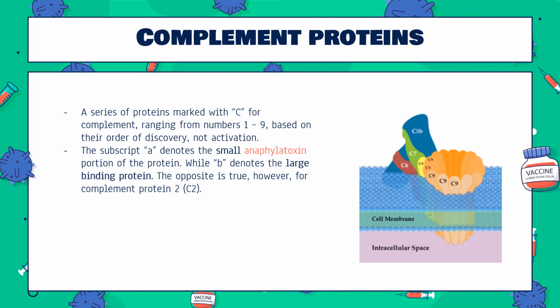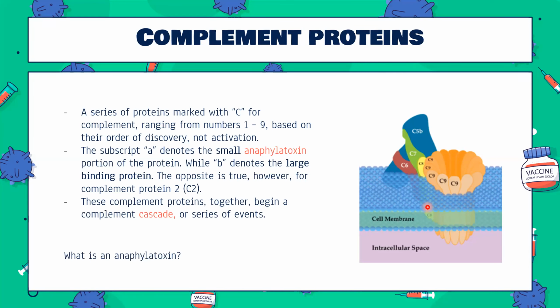All right? These complement proteins together, they are going to begin a complement cascade or a series of events. And I want you guys to think of that basically like a domino effect. If you were to tip the first one over, it is very unlikely for you to be able to stop this series of events. And you guys have answered me very beautifully about what an anaphylatoxin is, and it is an inducer of hypersensitivity.